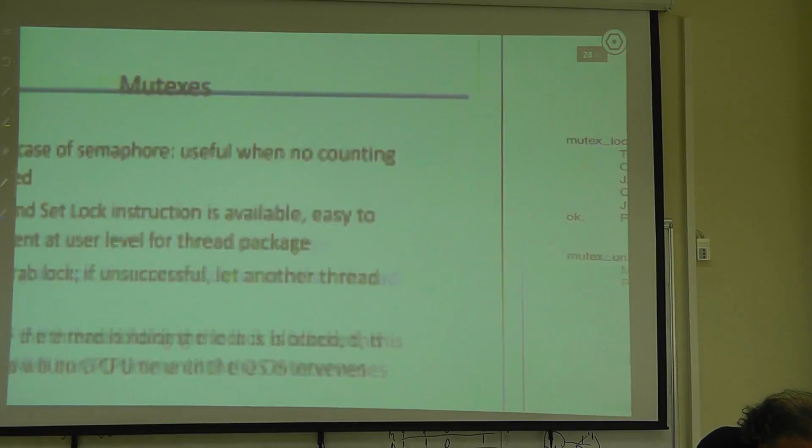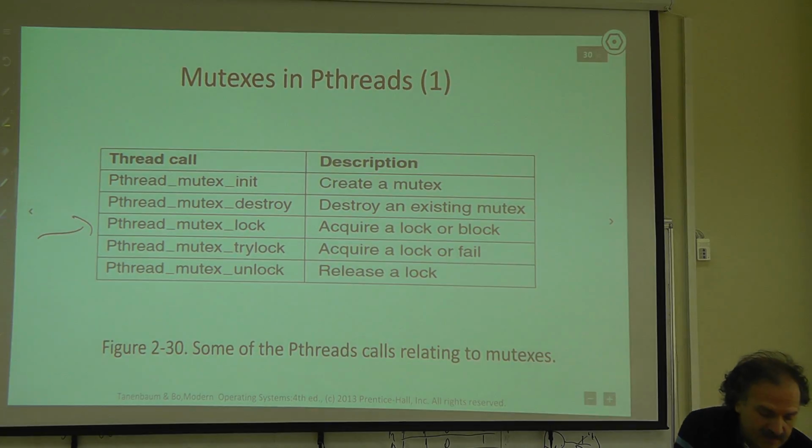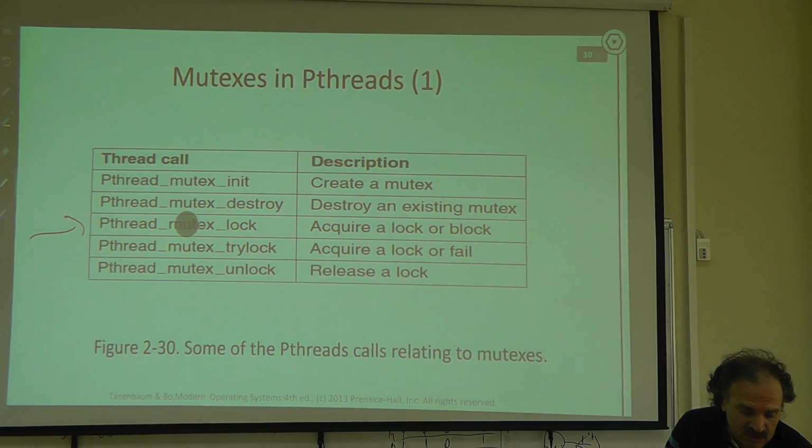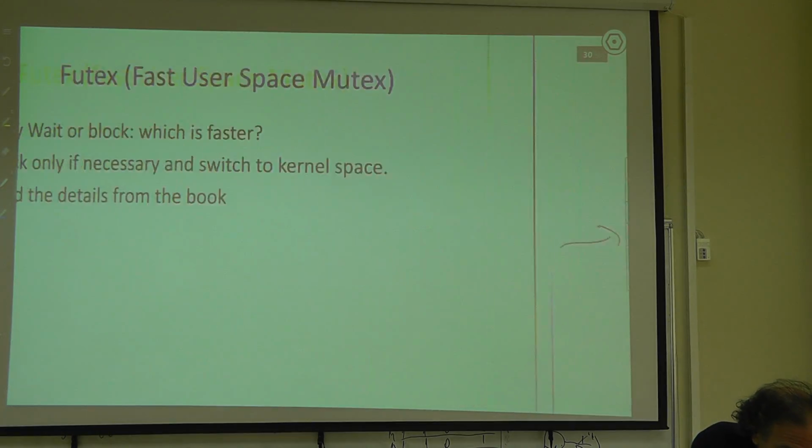Otherwise, when you are calling acquire a lock or block, this is a library routine. If it immediately calls a kernel call, a direct kernel call, then that means that you are doing the context switch. You are switching to kernel space, and that's expensive. The solution is, why don't we try as much as possible in the user mode, user space, and if it doesn't work, then we will switch to the kernel space. So that's the solution.